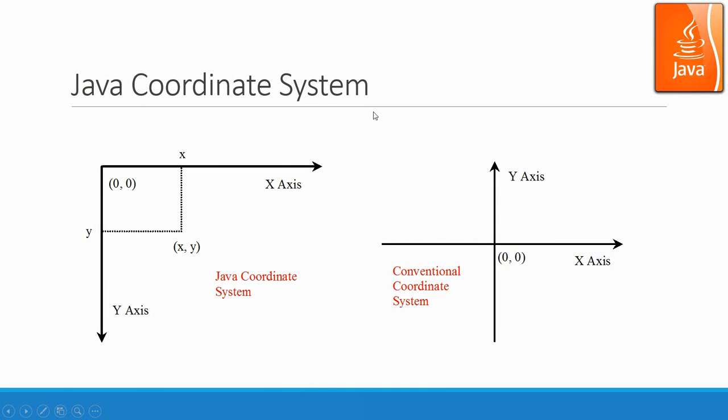Java coordinate system. We have a JPanel that is a container. Inside there, we can draw some graphics, and the graphic has a coordinate system. On the horizontal line, we have the X coordinate, and on the vertical line, we have the Y coordinate. The X coordinate goes from left to right. The Y coordinate goes from top to bottom. It's different from the Cartesian coordinate system.